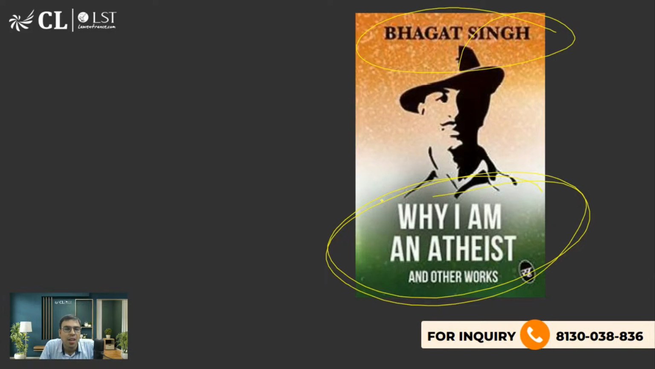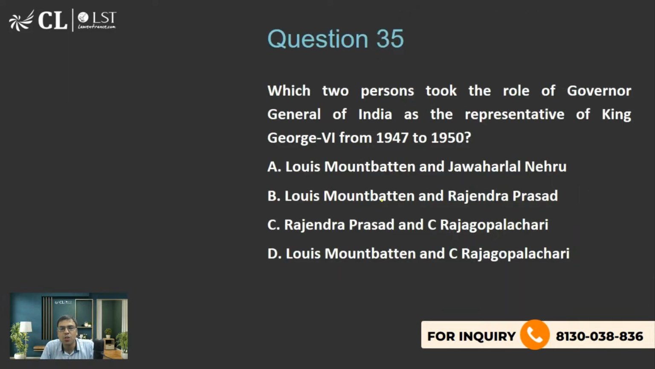The next one is: which two persons took the role of Governor General of India as a representation of King George VI from 1947 to 1950? It means after independence.